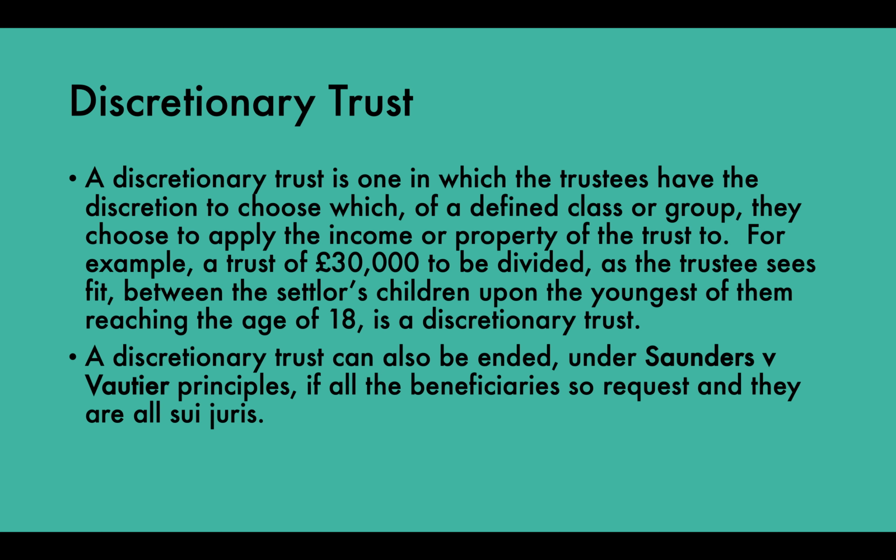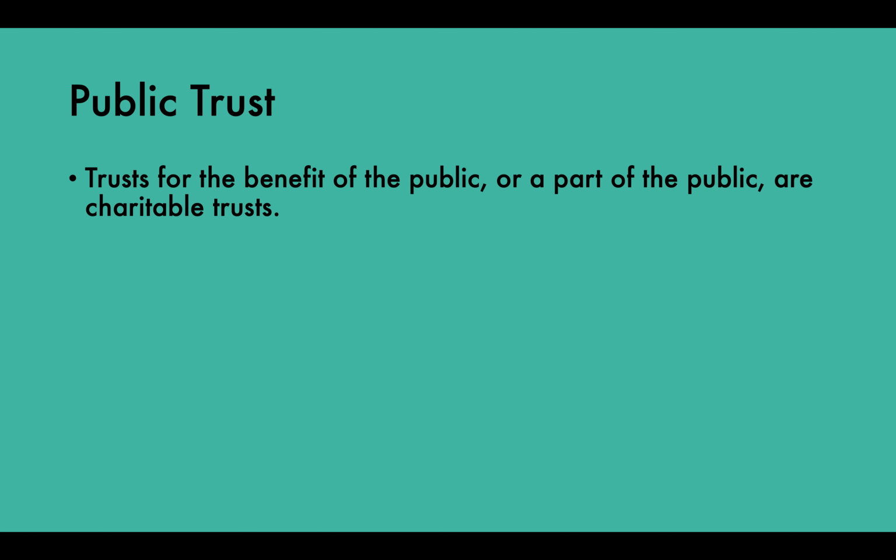And then the final type of trust I just want to quickly and briefly mention, which will also be talked about in a later video, is the public trust, which is also known as a charitable trust. And these are trusts for the benefit of the public or part of the public. There are specific rules which apply to charities principally concerned with the idea that a public trust must benefit the public. And before that gets too complicated, I will just say check out my video on charitable and public trust, which will be coming shortly.